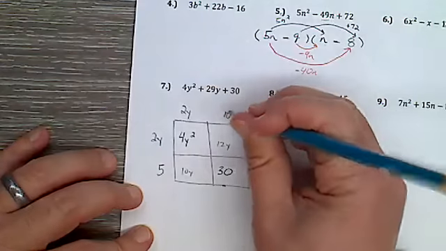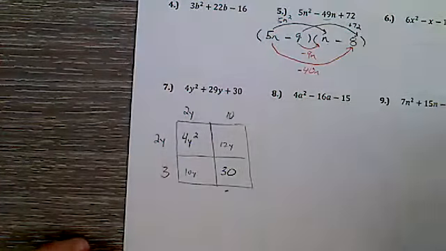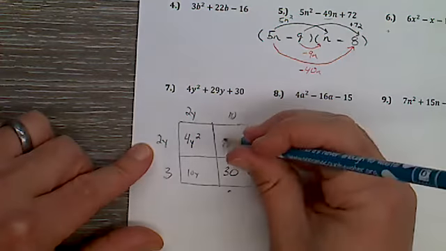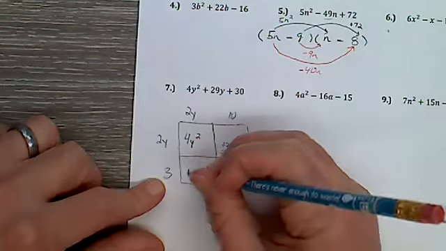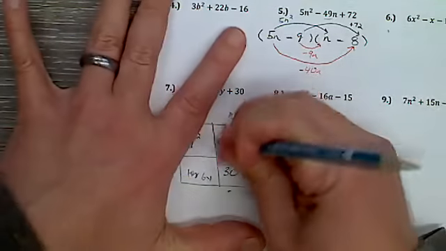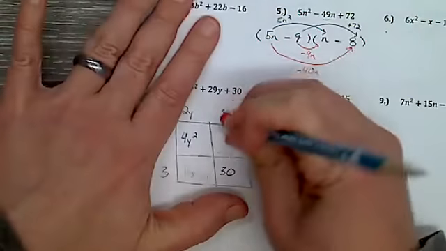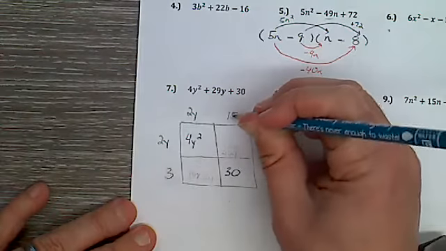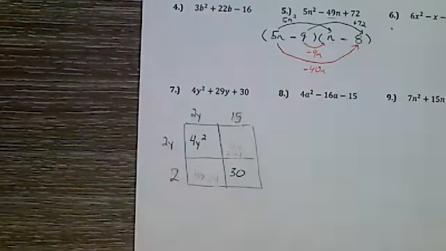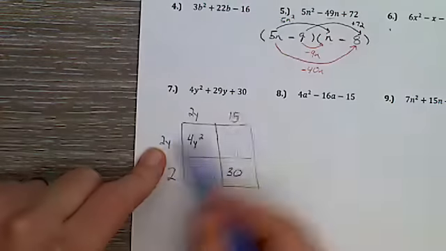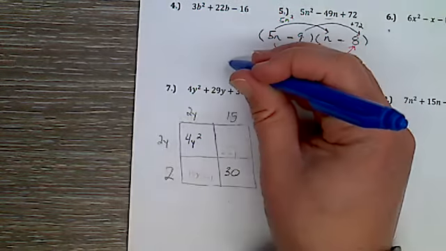Let's do 10 and 3 and see if that does anything for me. 2 times 10 is 20. 3 times 2 is 6. That gets me to 26, so that didn't work either. So let's do 15 and 2. But with 15 and 2, I know it's not going to work, because that's going to give me 30, which is already too big.